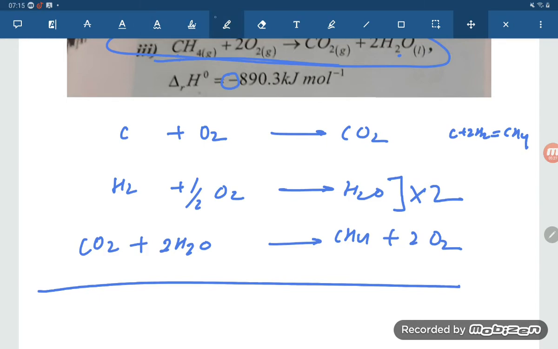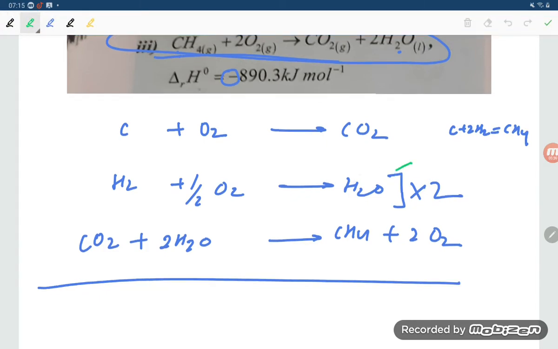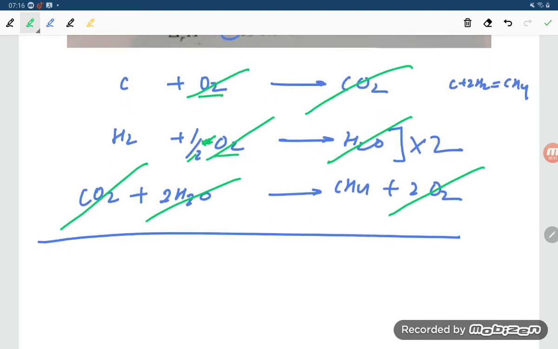So if you are multiplying by that 2, this 2H2O and 2H2O cancel out. And if you are multiplying this equation by 2, the 2 cancels out. So 2 water molecules here are getting cancelled out with the 2 water molecules there. Carbon dioxide here and carbon dioxide there is gone. So what is left out? Carbon plus, H2 is there, multiplied by 2, 2H2, and it is forming CH4, right?